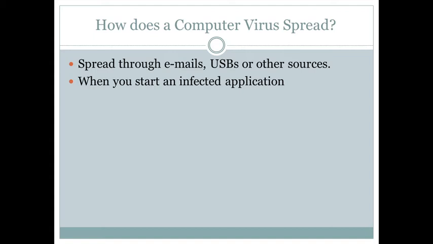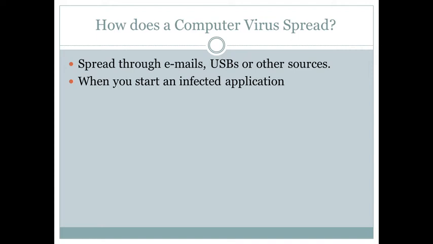Is that clear? So one basic question is how a computer virus is spread. Viruses become active when you start an infected application, when you start working on an infected application, or start your computer from a disk that has infected system files. Once the virus is loaded in the computer memory and you are working, the virus is activated.